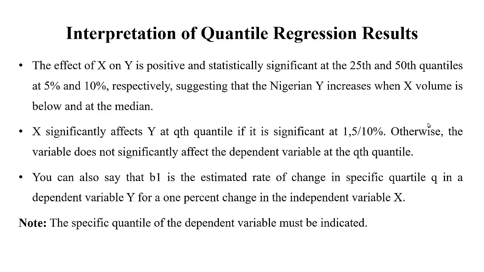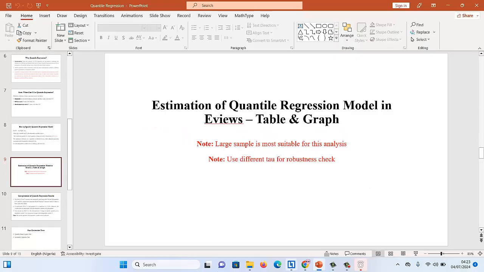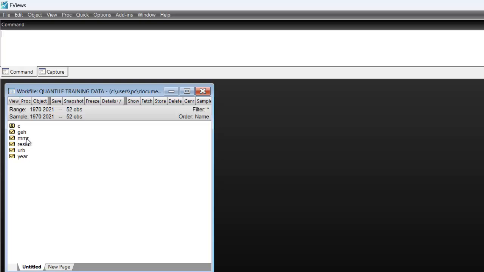In our next video, I will show you how to interpret quantile regression. But now let us go to EViews so that I can show you how to estimate quantile regression model. Here we have the dependent variable, which is mortality rate, MMR, and we have the independent variables, which are government expenditure on health and urbanization.